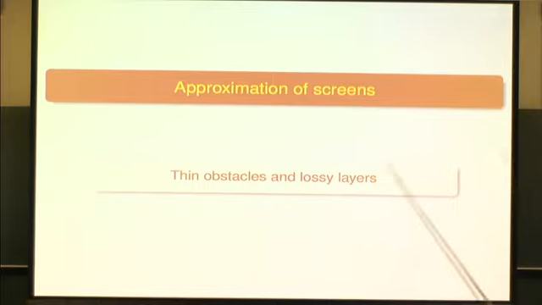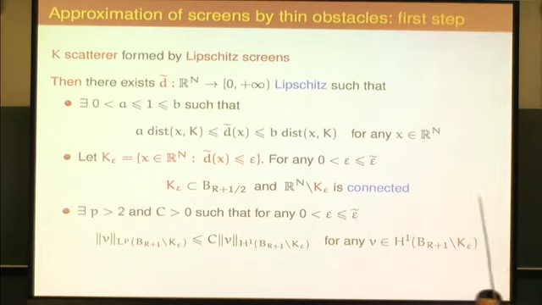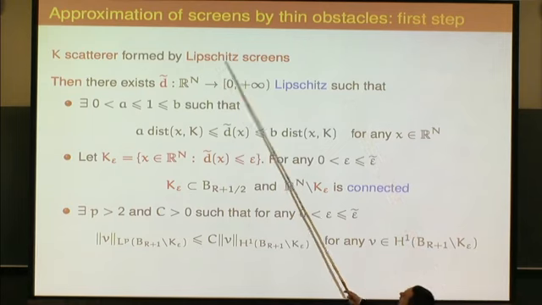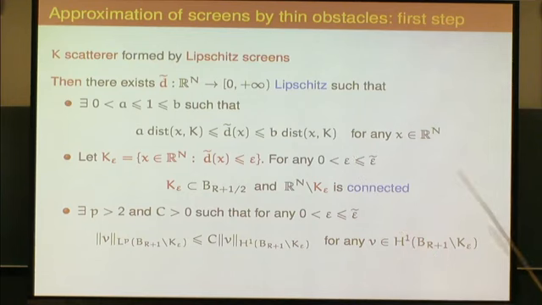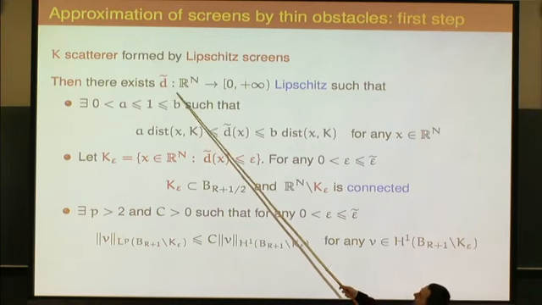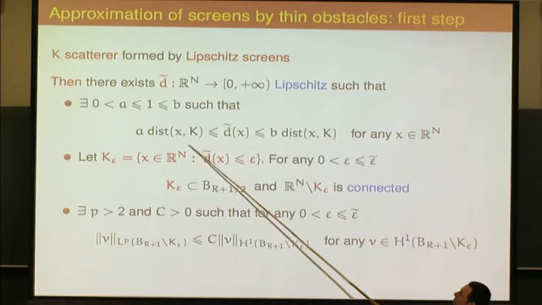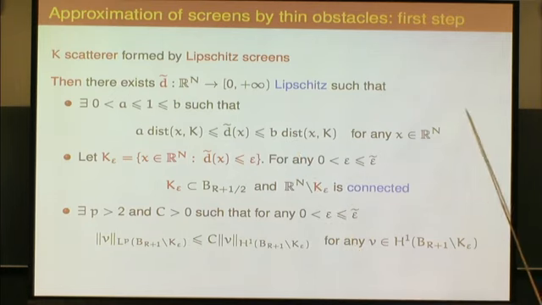I want to do an approximation of screens in two ways, by thin obstacle and then by lossy layer, and I'm going to explain immediately what this means. So I'm taking a screen, or better a scatterer formed by a finite number of Lipschitz screens, and I want to make an approximation using essentially the result before. So the first step is to show that there exists a kind of regularized distance, this d tilde, which is a Lipschitz function, which is controlled by the distance from K below and above, and that satisfies the following condition.